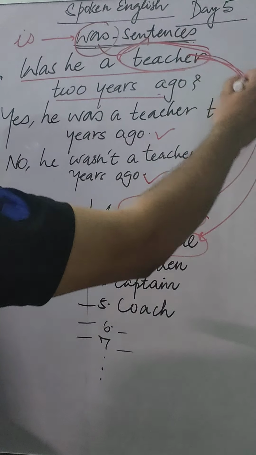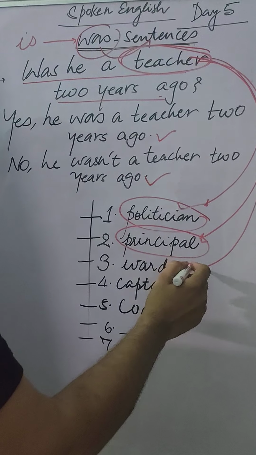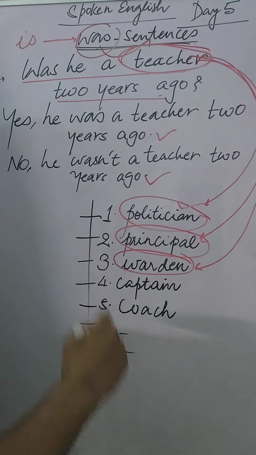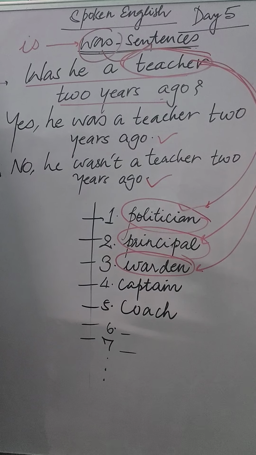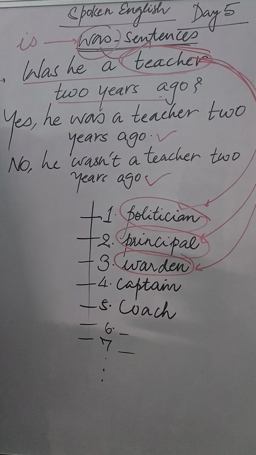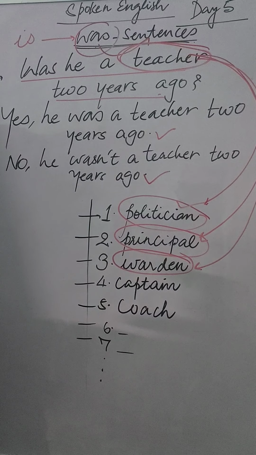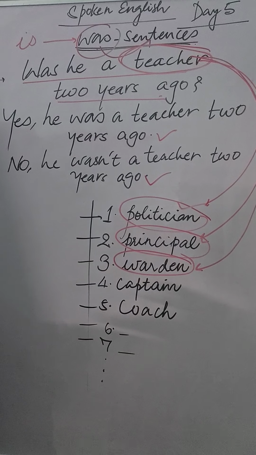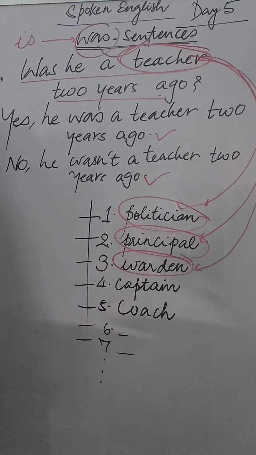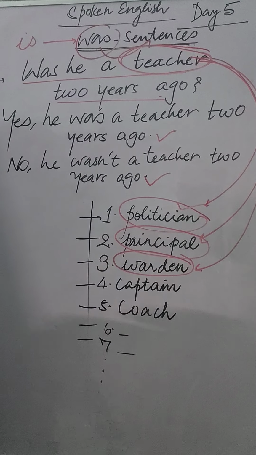The next word we have to replace it with is warden. Was he a warden 2 years ago? Now he is a teacher. So someone can ask like, was he a warden 2 years ago? Yes, he was a warden 2 years ago. No, he wasn't a warden. He was actually, say, a caretaker. So that way we can formulate the sentences.